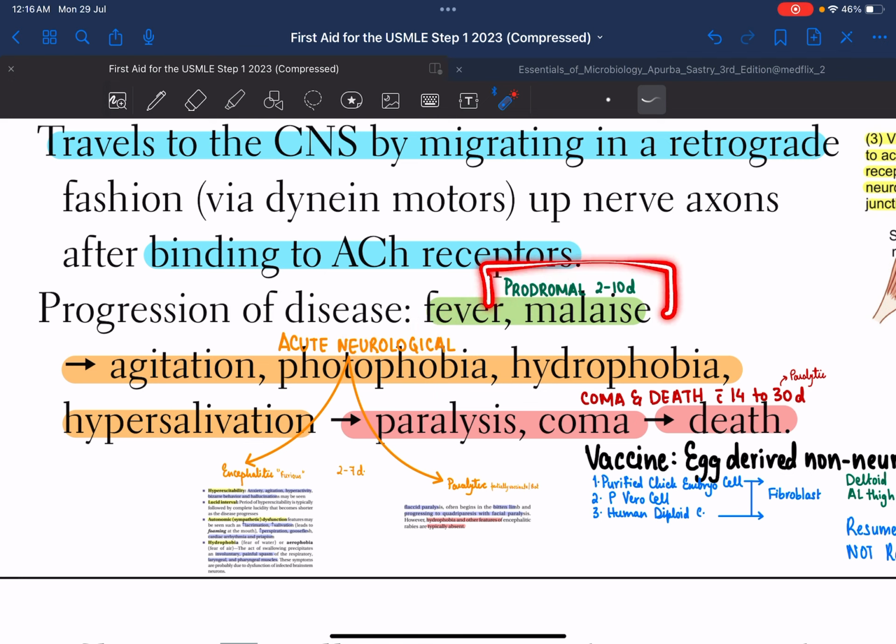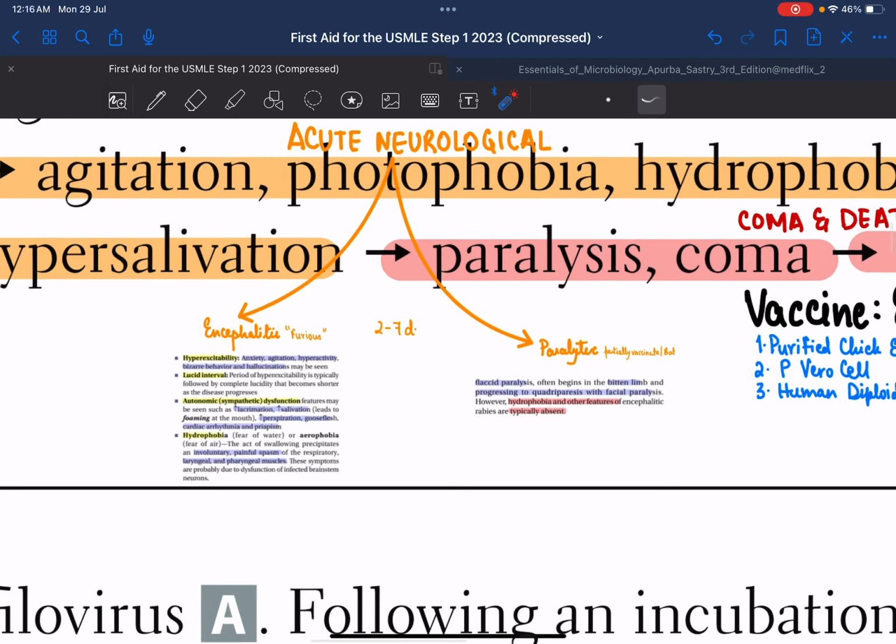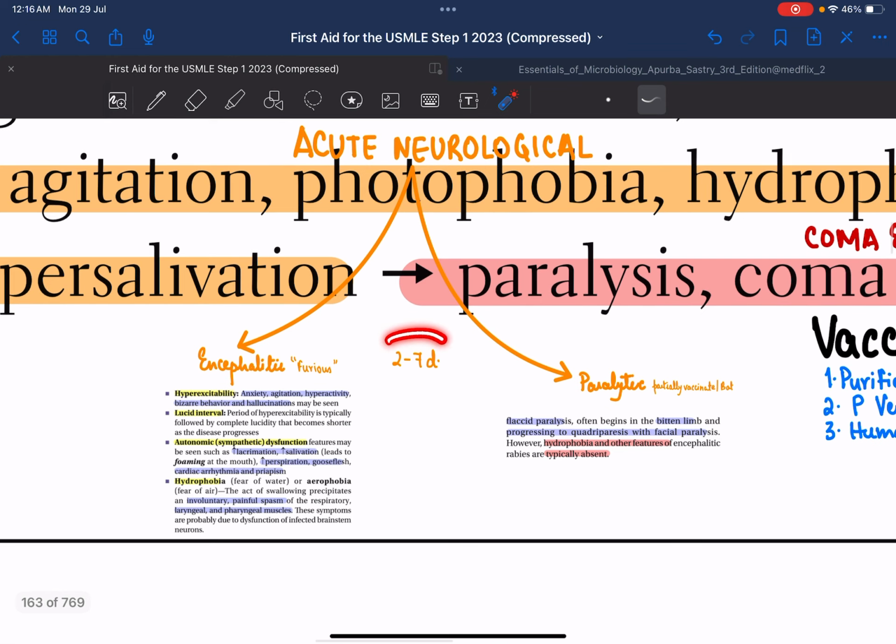The prodromal stage is around 2 to 10 days in length, and the patient will present with fever, malaise, photophobia, anorexia, vomiting, and nausea and such symptoms. Okay, the prodromal phase is followed by an acute neurological state. This acute neurological state lasts for about 2 to 7 days, and it can be either encephalitic or paralytic.